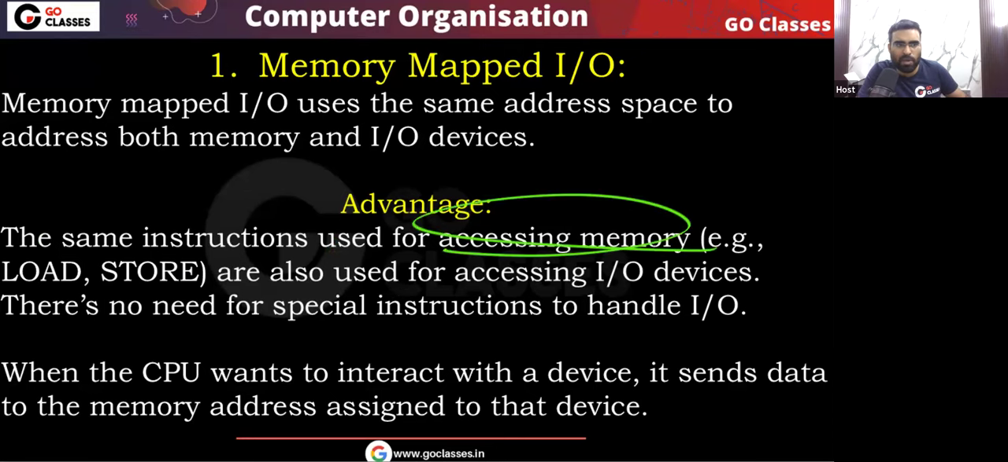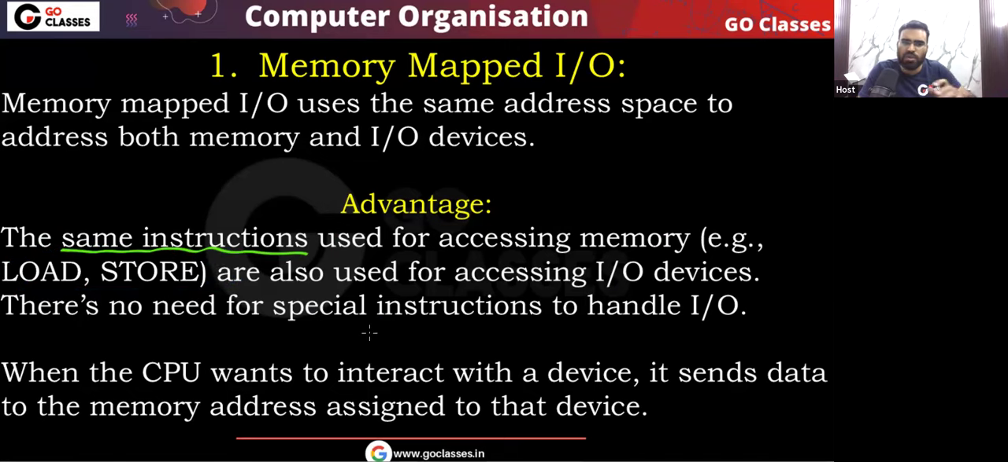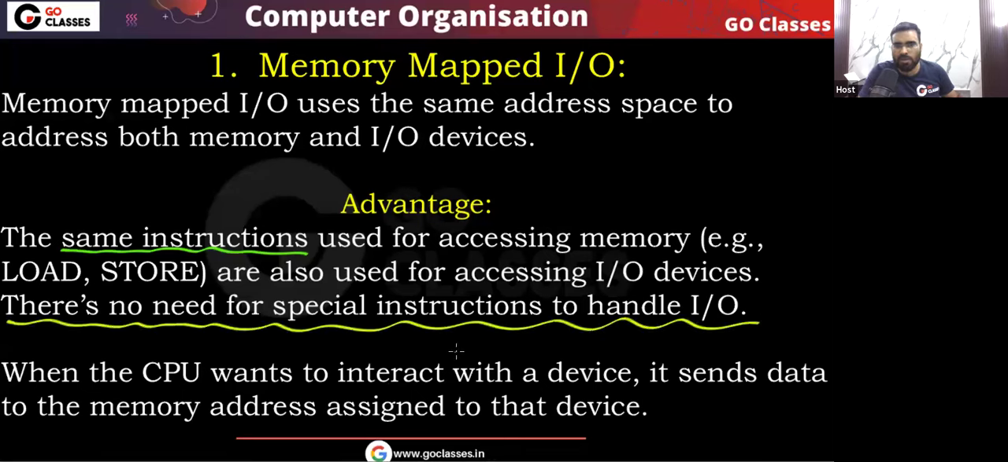So you can easily see the same instructions we can use for main memory and IO devices. If you want to access main memory or the IO devices, we can use the same instructions, like load and store. Remember, there is no need of special instructions to handle IO. If I want to take input from an IO device, I don't need a new instruction. I can use this load instruction. If I want to send data to the IO device, I can use this store instruction. So very simple. The same instructions you can use for accessing main memory and also for accessing IO devices.